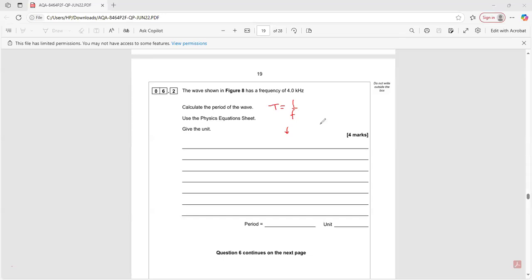So 1 over 4 is what? 1 over 4 is 0.25. Okay, so that's going to be 0.25 seconds. Oh, hold on a minute. I just found out something I did wrong. Kilo is thousands. So that means it is 1 over 4,000, not 1 over 4, please.